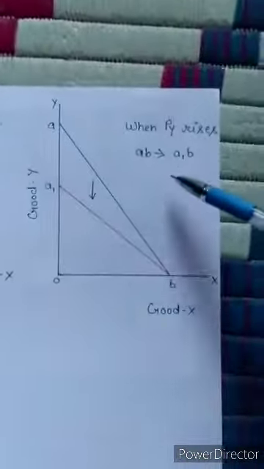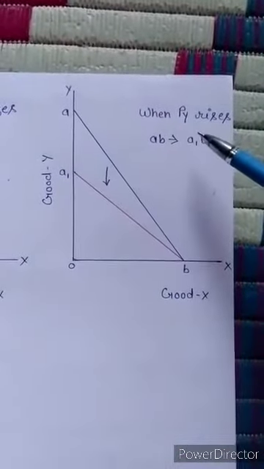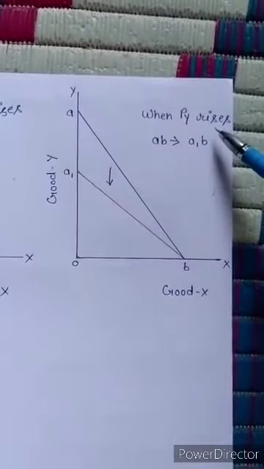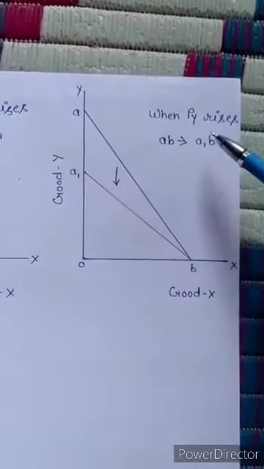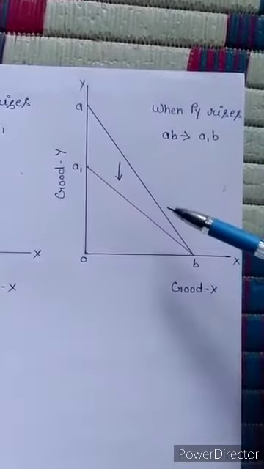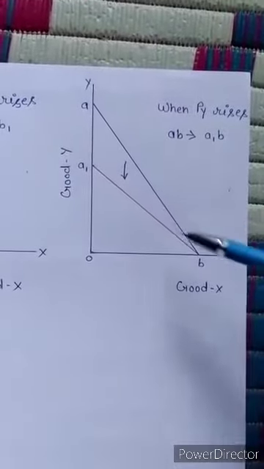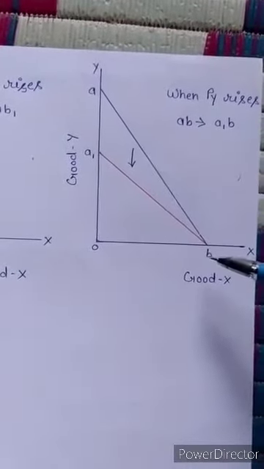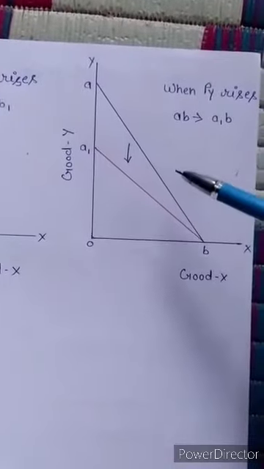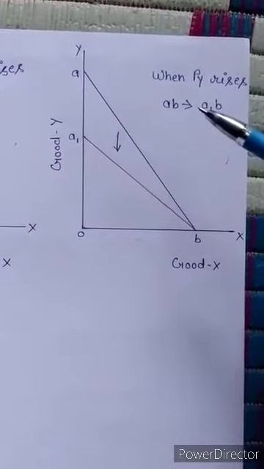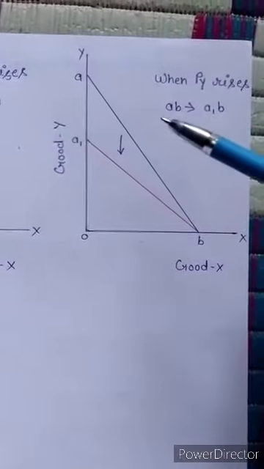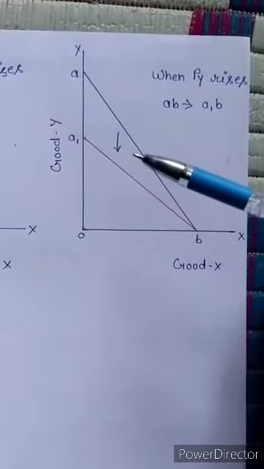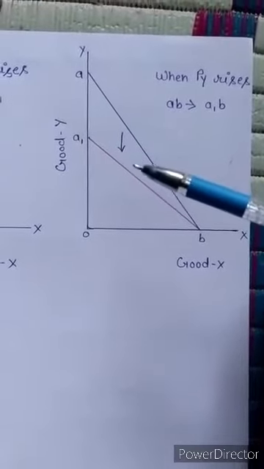Here the next condition is given. When the price of commodity Y rises, what is the condition of the budget line? Here it is made clear by the figure. AB is the primary budget line, and when the price of commodity Y increases or rises, the consumer can purchase fewer units of commodity Y.